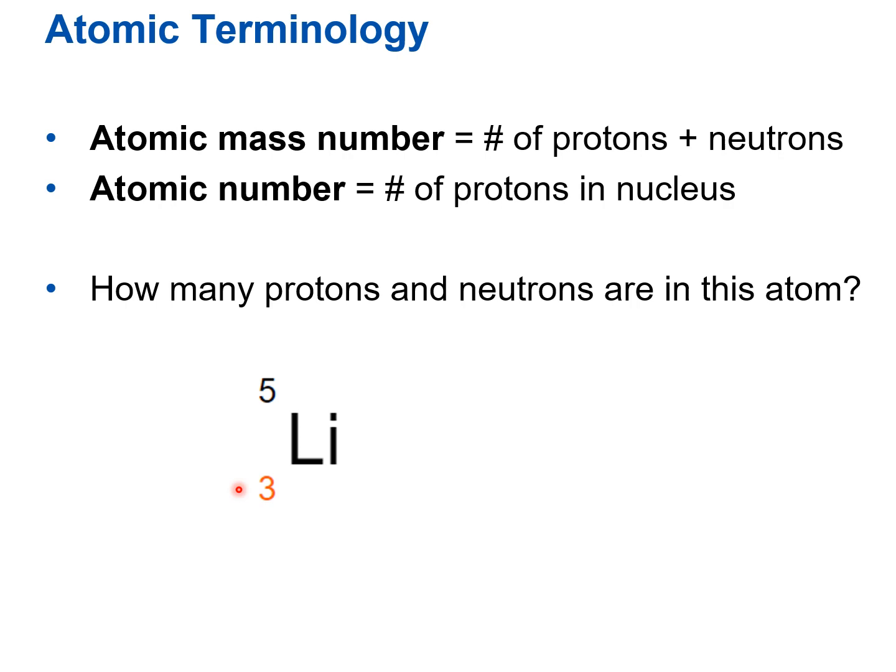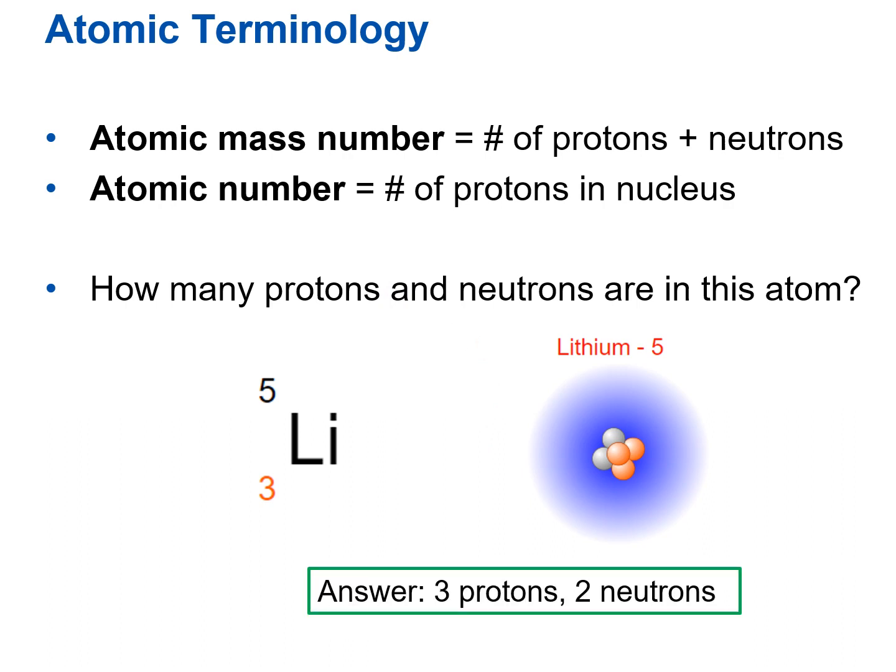But so that atomic number being 3, that means it has 3 protons. And then you look at the 5, and we want to know how many neutrons. Well, remember, it's the protons plus the neutrons that gives the atomic mass number. So we're going to take this 5, subtract the 3, and that tells us that there are 2 neutrons. So 3 protons plus 2 neutrons gives us the total of 5. And there's a picture of it there, lithium 5.